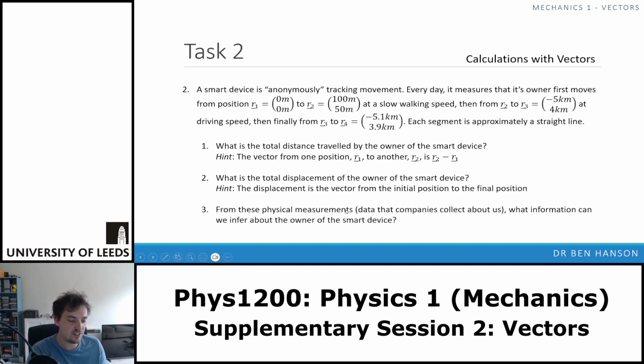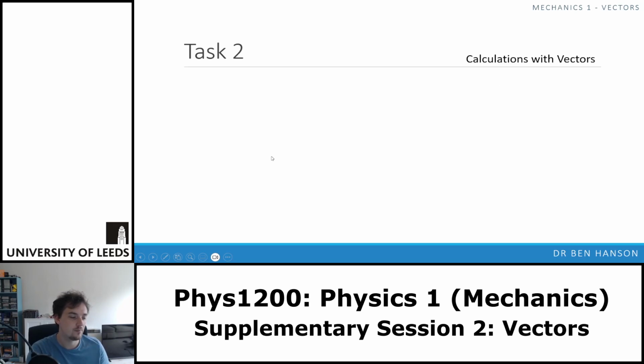And from these physical measurements, data that companies collect about us every day using our phones, using our location data, using interactions between our phones and ticket machines on public transport, shops we go in, things like this, what information can we infer about the owner of the smart device just from these physical measurements? So this question's a bit more societal, but it's important because it uses physics.